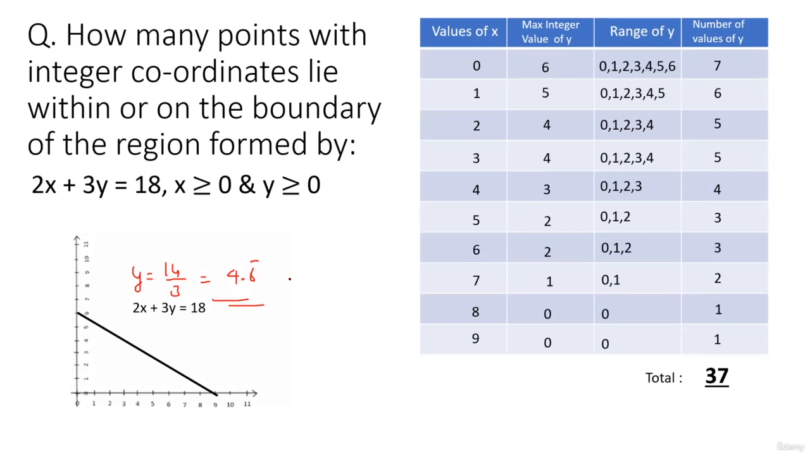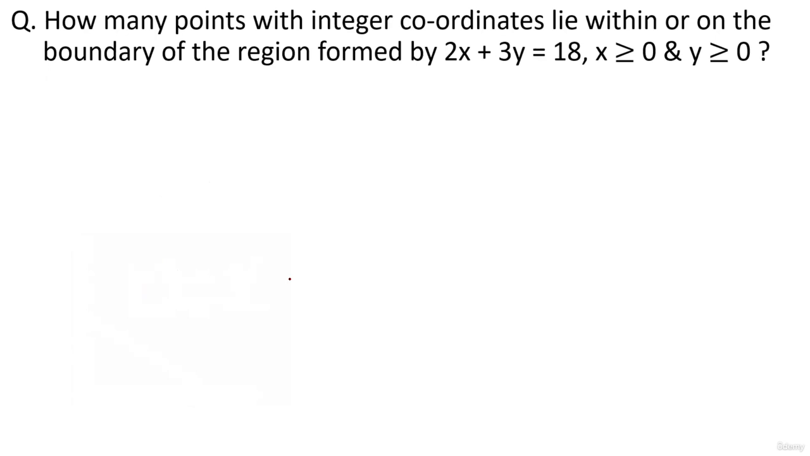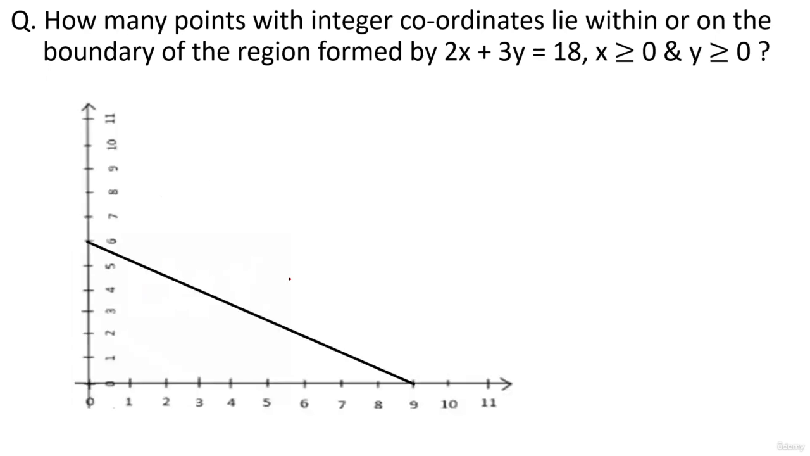I'll tell you a very quick shortcut to solve this question, and questions of this particular type. Now, guys, I observe that across the x-axis, on the line 2x plus 3y equals 18, when we plot it, I have 10 integral points, 0 to 9, and on the y-axis I have exactly 7 points, 0 to 6, right?